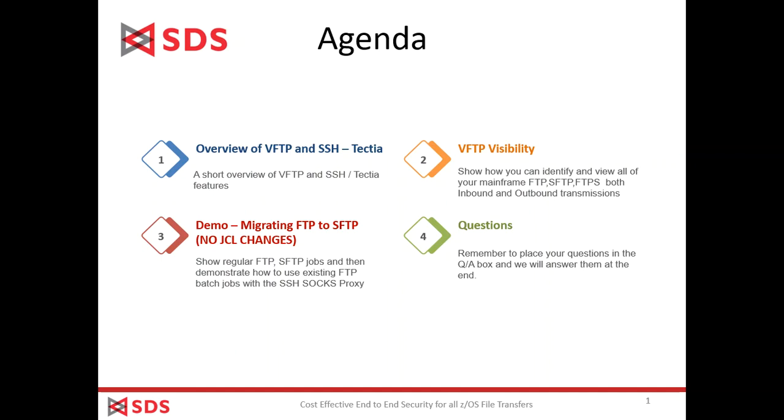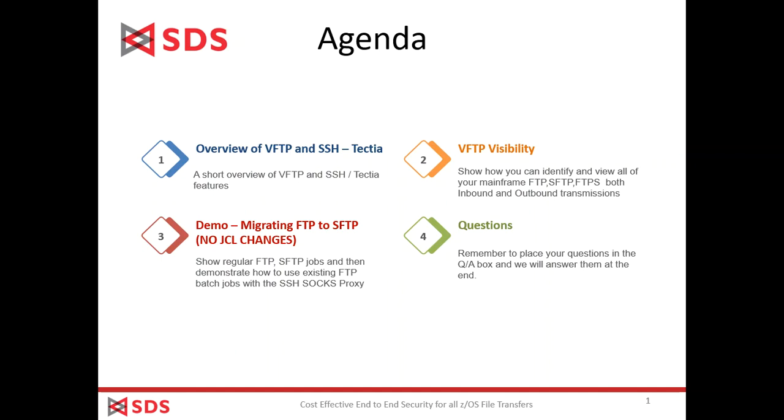Then after that, I'd like to provide you with a demo to show you how you can migrate your existing FTP batch jobs to SFTP. My plan is to show you a regular FTP batch job, then use that same batch job and show you how I've converted it to use SFTP command syntax. So just to show you, if that's something that you're considering, converting your regular batch jobs from FTP command syntax to SFTP, some of the changes that are required.